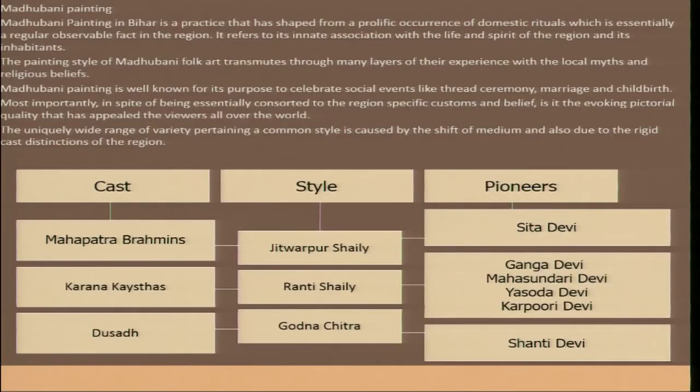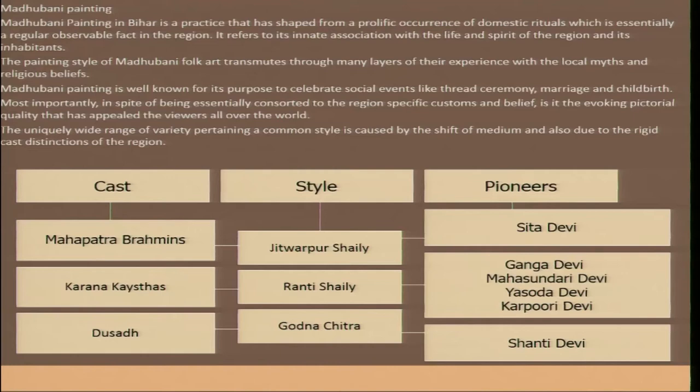So if we again go back to the style, then we see that there are four different styles prevailing there. The caste-wise distinctions are like this: the Mahapatra Brahmins who stay in Jitwarpur village call their style Jitwarpur Shaili. The Karnakayasthas in Rati, that's their village, and the Rati Shaili is known and recognized for its linear quality. The Dushads are engaged in the Godhna Chitra. Godhna means tattoo.